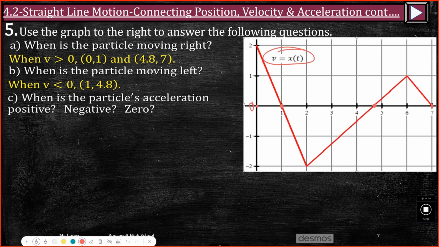When is the particle's acceleration positive? Let's do this one first. Let's not even pay attention to this right now. Not this. When is it positive? When is the particle's acceleration positive?